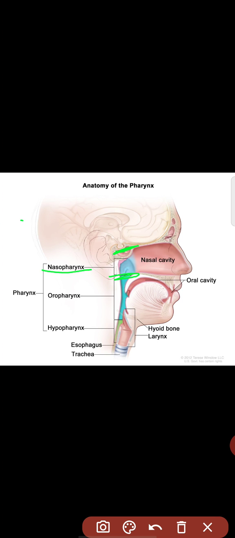The anterior aspect of the nasopharynx communicates through the choanae with the nasal cavity. Okay, the anterior portion of the nasopharynx directly connects with the nasal conchae, which we will discuss in a later class about the nasal cavity. Here are the three nasal conchae: superior nasal concha, middle nasal concha and inferior nasal concha. So your nasopharynx is connected with the nasal cavity at the site of the nasal conchae.